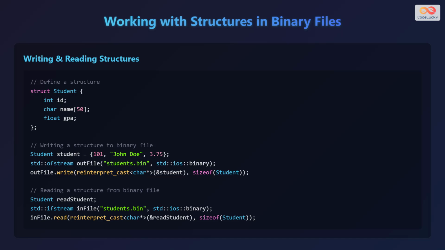Similarly, to read a structure from a binary file, we first create an instance of the student structure. Then we open a file in binary mode using std::ifstream inFile("students.bin", std::ios::binary). Finally, we use the read function, along with reinterpret_cast and sizeof, to read the entire structure from the file.